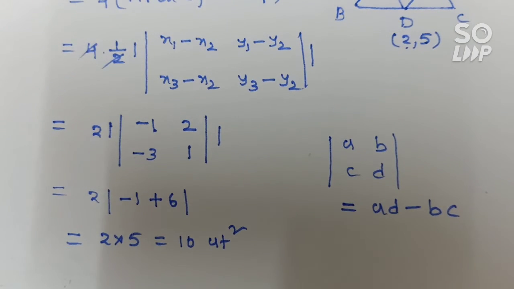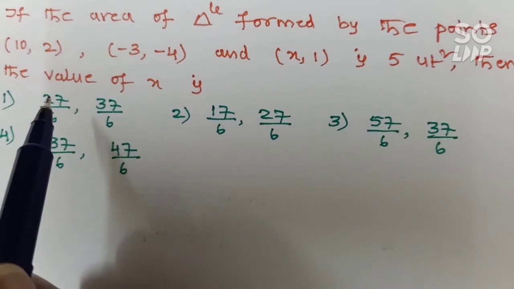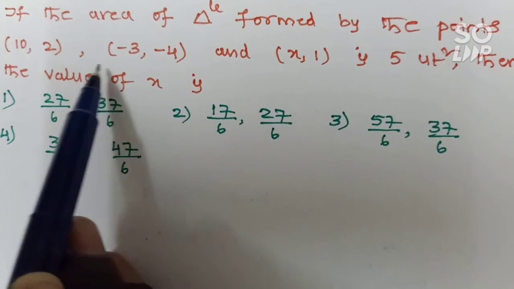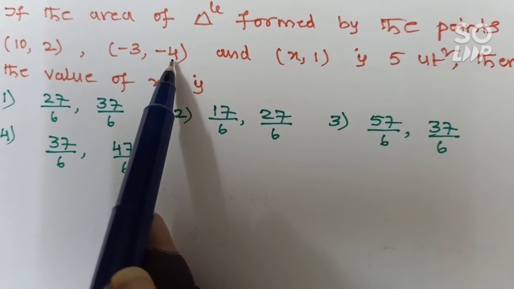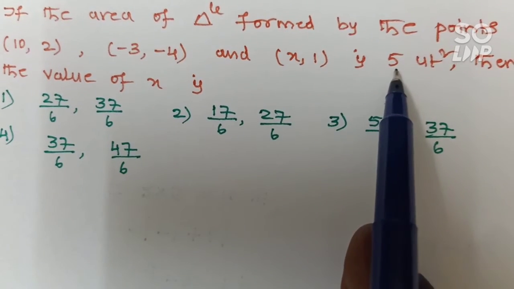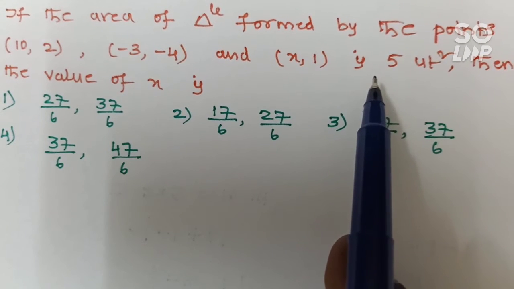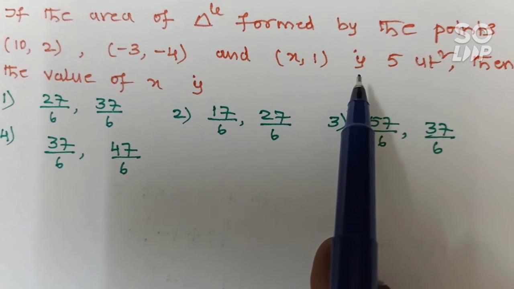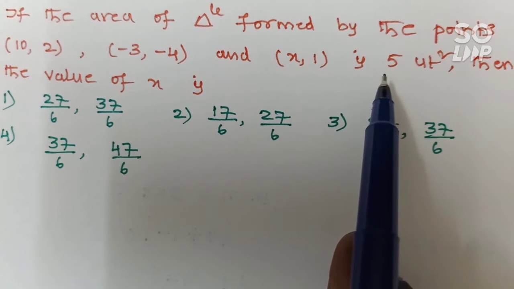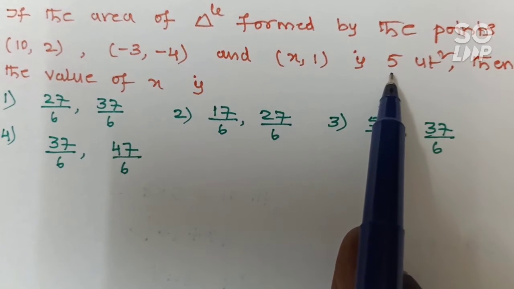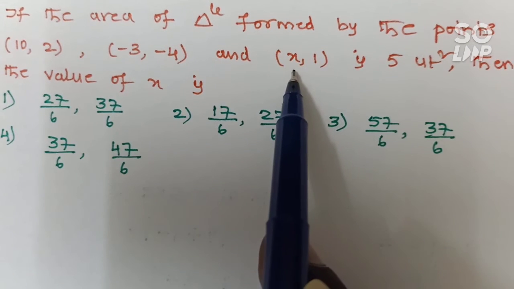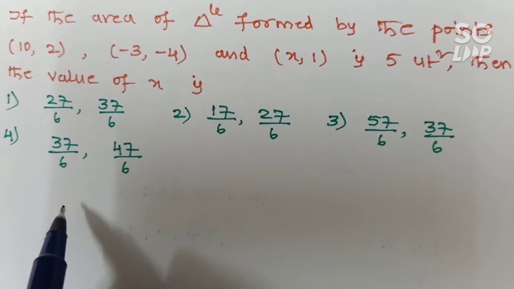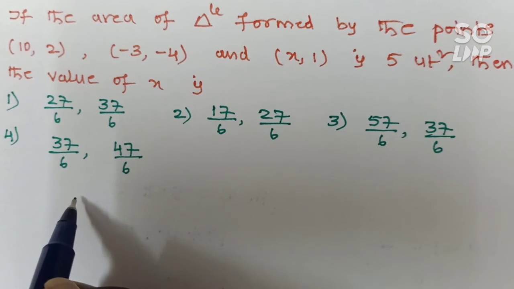One more question. See, the next one is: if the area of the triangle formed by the points (10, 2), (-3, -4), and (x, 1) is 5 square units. What is the difference between the previous one and this one? In the previous question we directly found the value of the area of the triangle, but in this one the area of the triangle is given, and we should find the x coordinate of the third vertex. So directly you apply that formula.